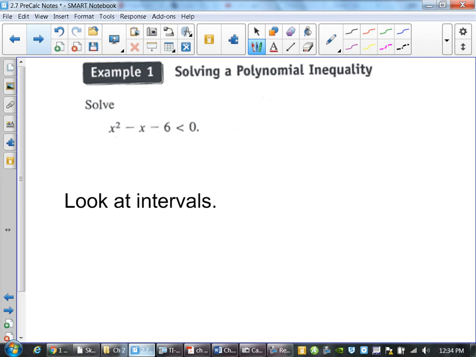So, first thing we do, factor. What times what's negative 6? You add together, you get negative 1. Negative 3, positive 2. We okay with that? Okay. So we have x minus 3, x plus 2. So my zeros are at 3 and negative 2. What goes first on the number line? Negative 2.